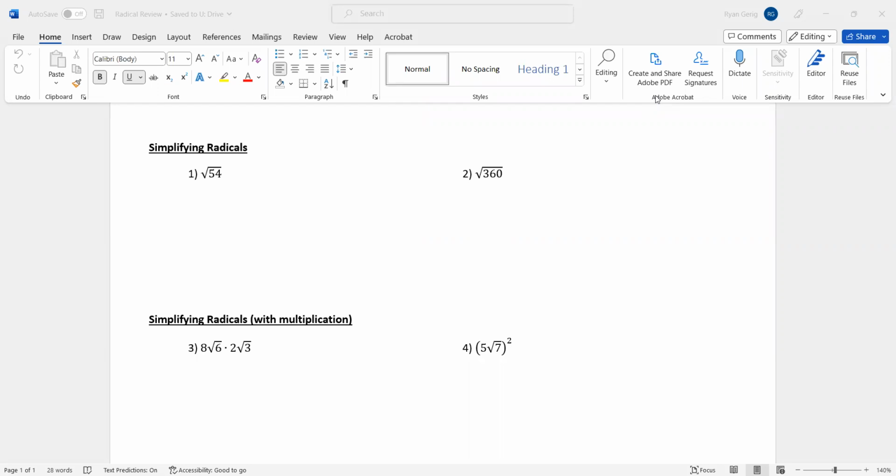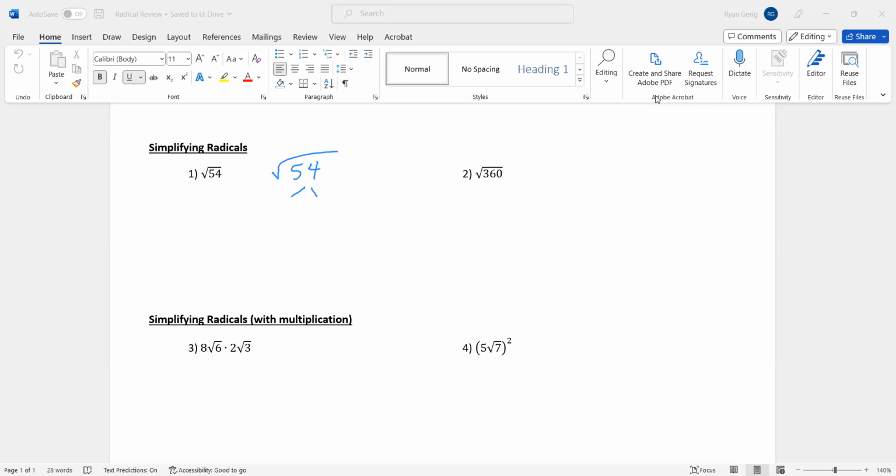So the first one was just simplifying radicals. The way I taught it is the factor tree. So if you had me for this, you'd recognize it. I know a lot of other teachers teach it this way as well. So you've probably seen it before, but if you haven't, let me know and I can show you another way.